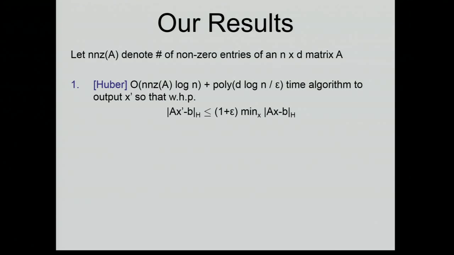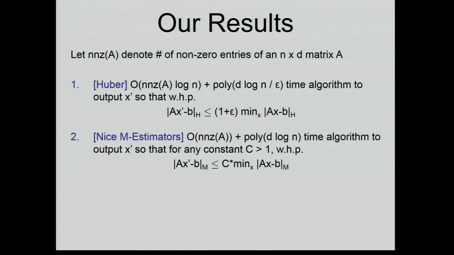You need at least nnz(A) time to achieve relative error. And then for this wide class of M-estimators, we also show the following: in nnz(A) plus poly(d log n) time, we can output an x' so that for any constant factor approximation, we get with high probability that for any nice M-estimator, ||Ax' - b|| in the M norm is at most a constant times the optimal fitting in the regression problem.